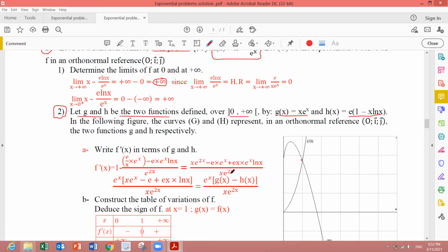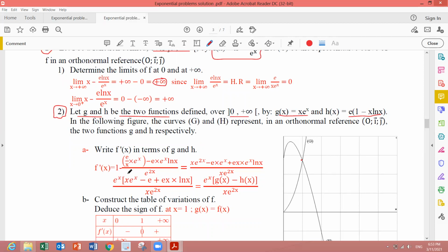I take the common denominator x e to the 2x, so it becomes x e to the 2x minus e times e to the x plus e times x times e to the x ln x, over x e to the power 2x. I can take e to the x common. It will become x e to the x minus e, plus e to the x times ln x.